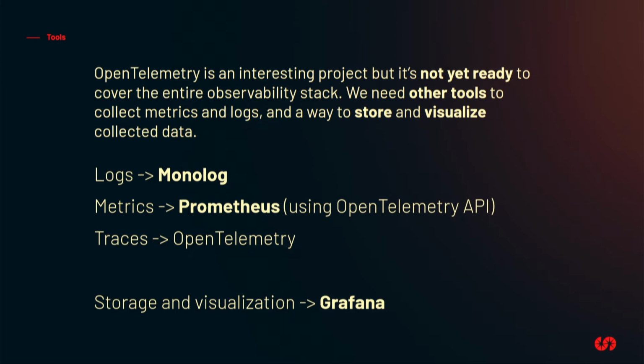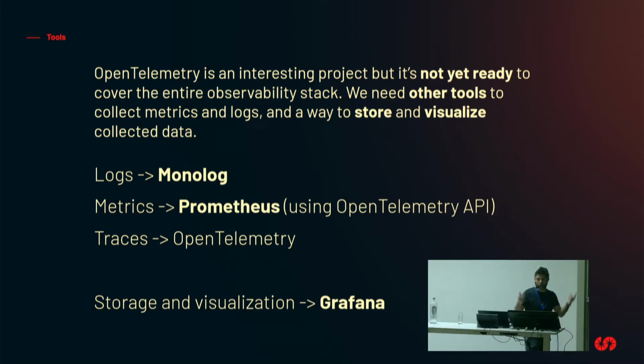In this talk, we will use some other technologies to do all the observability we need. We will use Monolog to collect logs, Prometheus to collect metrics, and OpenTelemetry to collect traces. And then to store and visualize all the data we collected, we will use Grafana. And in the next examples, we will use Grafana Cloud. That is a hosted service you can use, but everything is the same if you have a Grafana installed on your cluster.